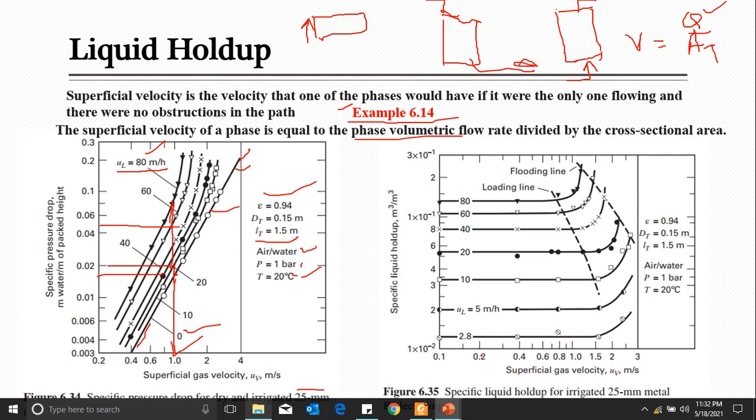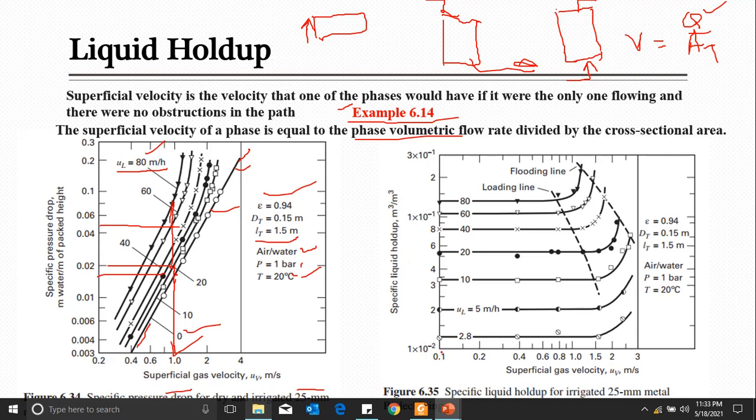So just look here. In this diagram, you are given data for the specific liquid hold up, as it was for the specific pressure drop. A specific liquid hold up means it is per unit volume of the packed bed. So it is the volume of the liquid on the surface of the packing per unit volume of the packed bed, that is, cubic meter per cubic meter.